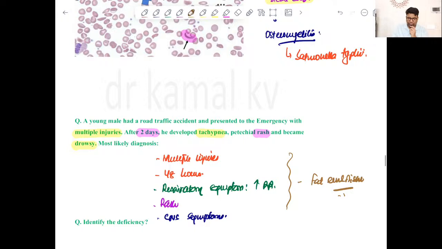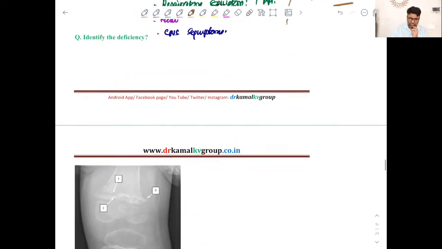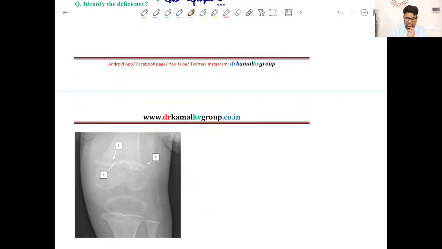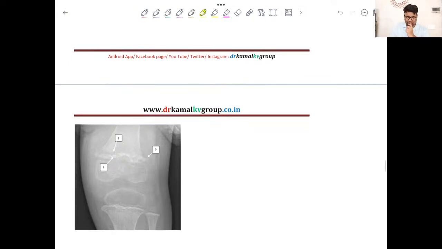So very easy. Now, which vitamin deficiency can you correlate with this given X-ray? I think this time no one should make any mistake in this X-ray. This is a classical X-ray of deficiency of which vitamin? Anyone?